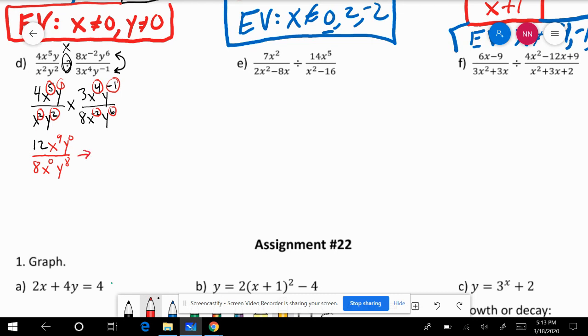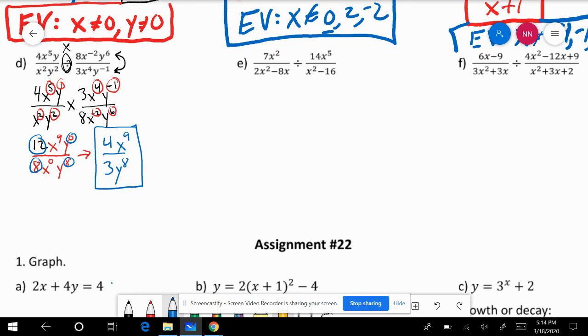What we're going to do next is reduce. When we reduce, we're going to reduce the 12 and the 8. They both have a 4 in common, so that becomes 4 over 3. We're going to look at the x's. More x's on top. 9 minus 0 is 9. So there are 9 x's on top. 0 and 8, there's more y's on the bottom, and that would be 8 more. So that right there gives us our first answer.